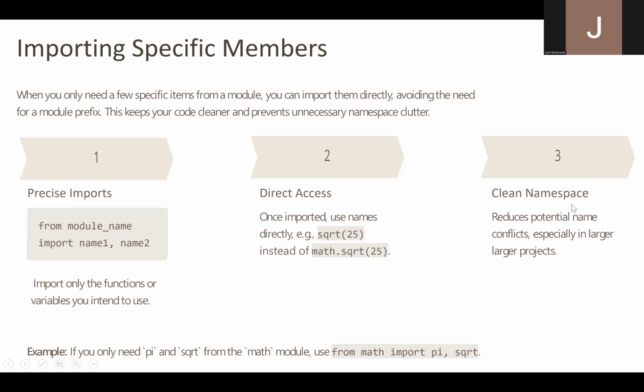Next, third one, clean namespace. Modules exist for clean namespacing purposes, which reduces potential name conflicts, especially in larger and larger projects. Here is an example where PI and SQRT are members of the math module. How do we import PI and SQRT? For that, we can use from math import pi, sqrt. Then in future, we can directly use pi or sqrt. Clear?